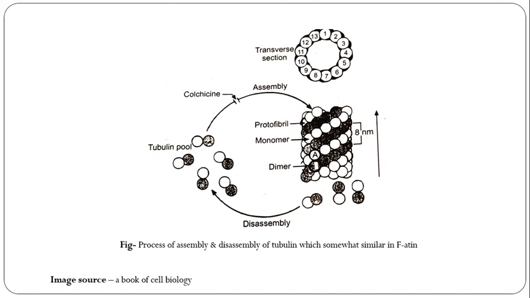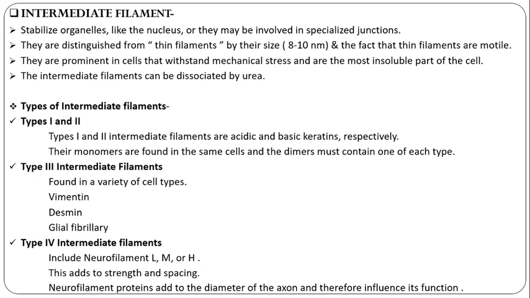Okay. Next is the intermediate filament. So what is an intermediate filament? They stabilize organelles like the nucleus, or they may be involved in specialized junctions. They are distinguished from thin filaments by their size, 8 to 10 nanometers, and by the fact that thin filaments are motile. They are prominent in cells that withstand mechanical stress and are the most insoluble part of the cell.